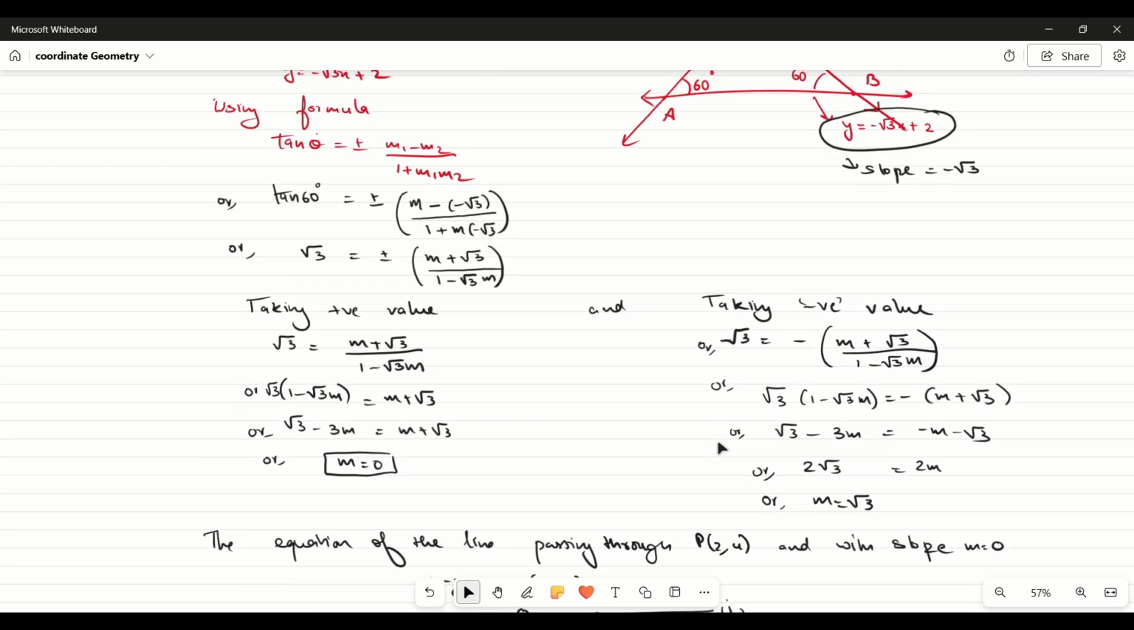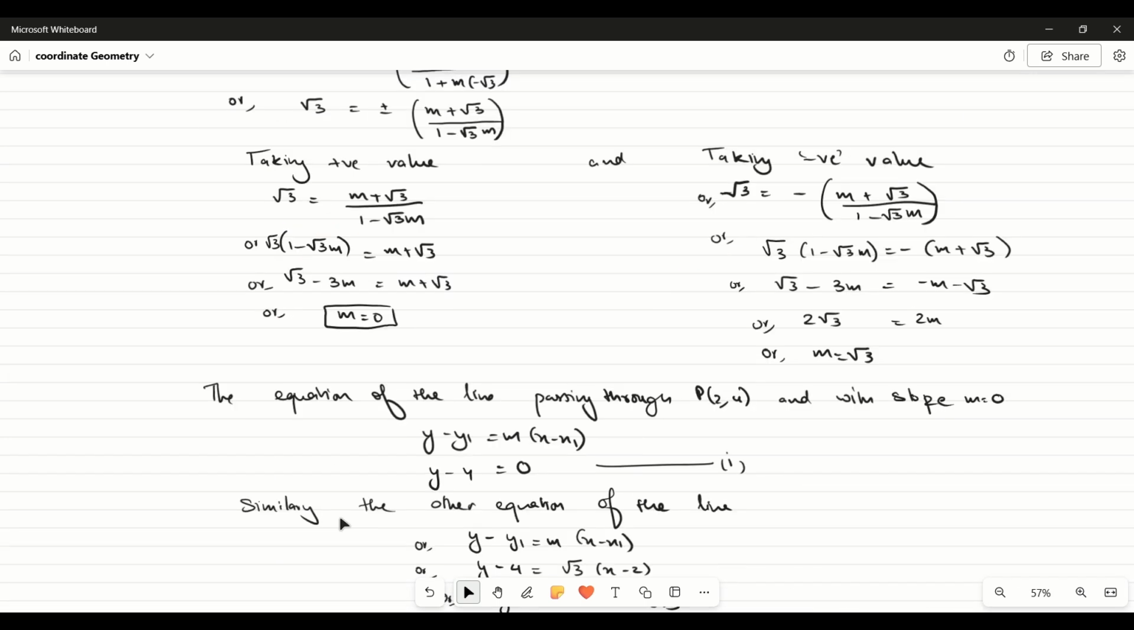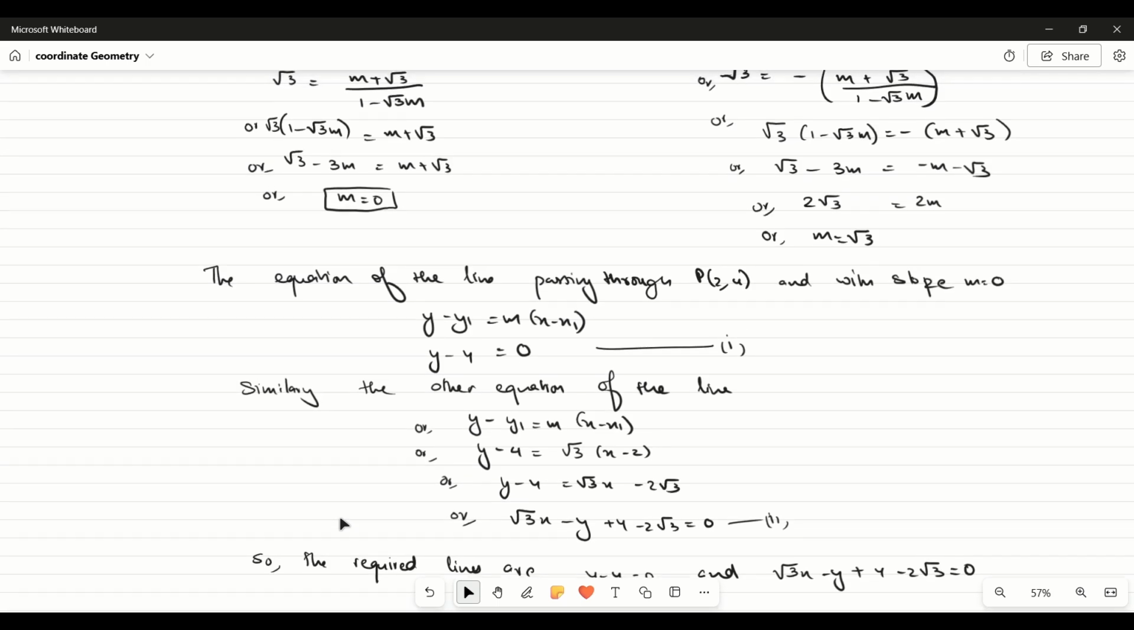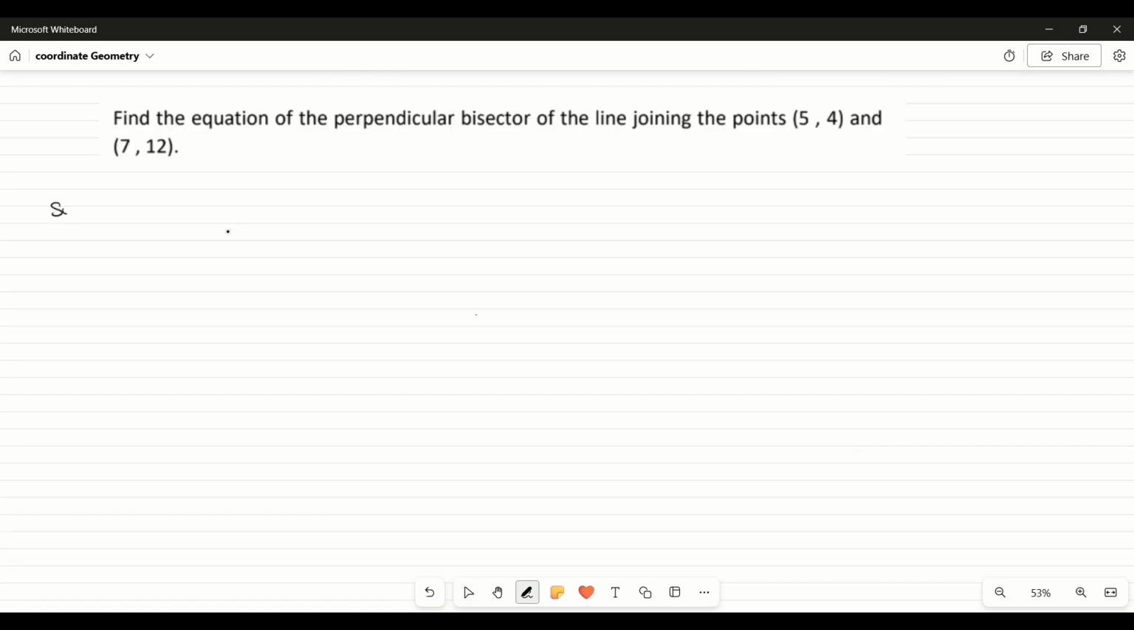I hope it's clear. So this was a little bit different. We have the angle between the lines. So according to that, we made a figure and we tried a question, and here is the solution. So let's read the question.